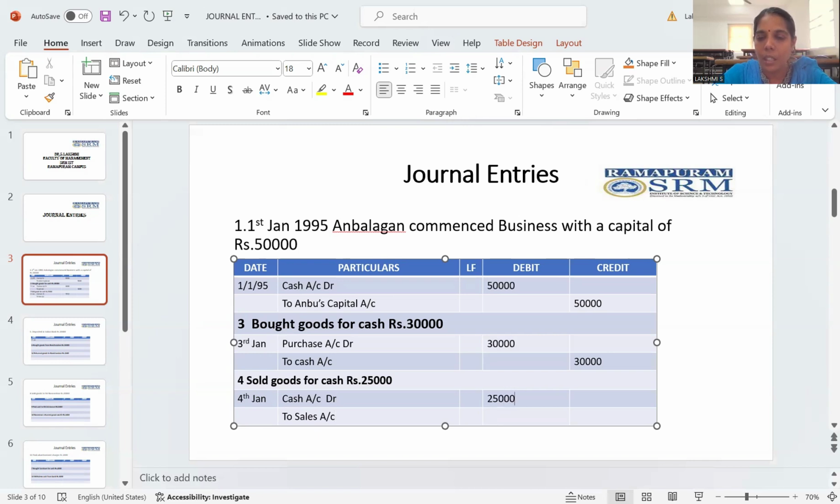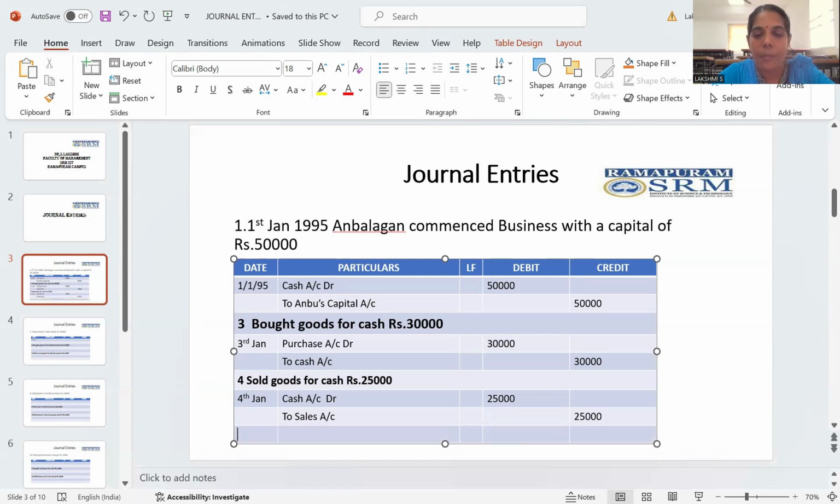Always remember, whatever comes into the business should be in the first line. If anything goes out of the business, that should be in the second line. Here I'm going to give a narration. Narration is nothing but what actually happened in the transaction. Being the goods sold out.